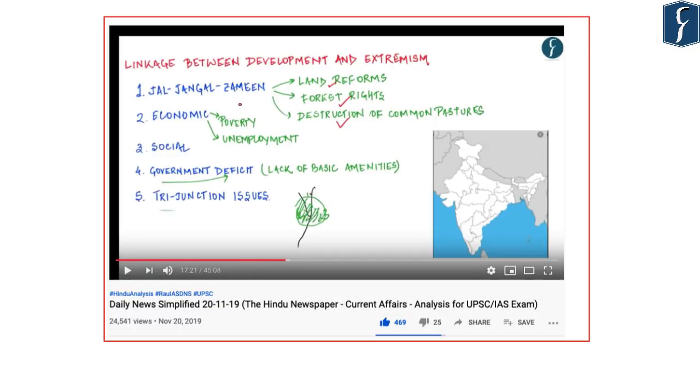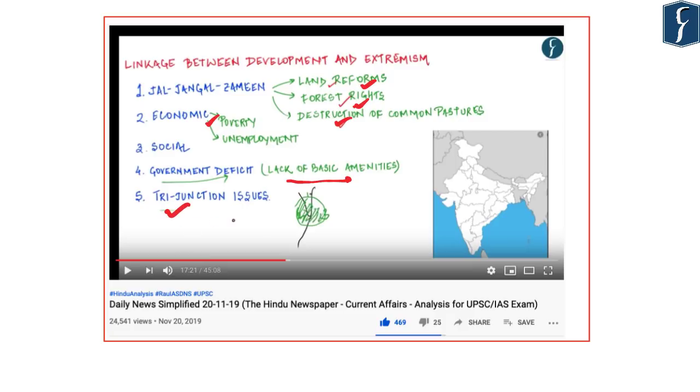Also, in the same DNS, we discussed the causes which led to the genesis of such a radical movement in our country. They dealt with issues such as Jal, Jungle, Zameen, which are inadequacy of our land reforms, delay in handing over the forest rights, as well as destruction of common property resources. Then issues related to poverty and unemployment were also discussed, and also how the government deficit in delivering basic amenities in these areas had led to a drastic increase in the influence in certain states.